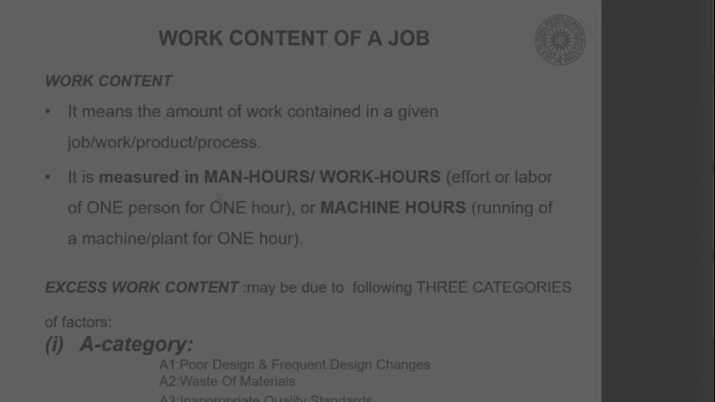So how many man hours will be required? Suppose 4 people are doing that job, and it takes a total of 4 hours to do that job. So that means 4 times 4 is 16. 16 man hours are required to do that job, or work hours, either the effort or the labor of one person for 1 hour. Or the machine hours, that means the machine which is running per hour. So machine hours may be machine-wise or the plant also.